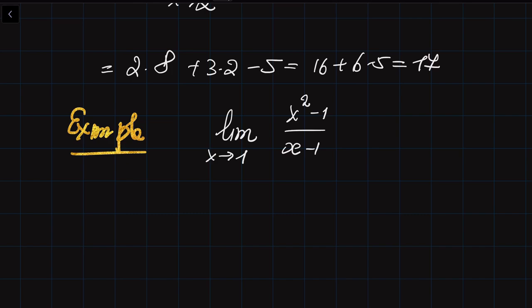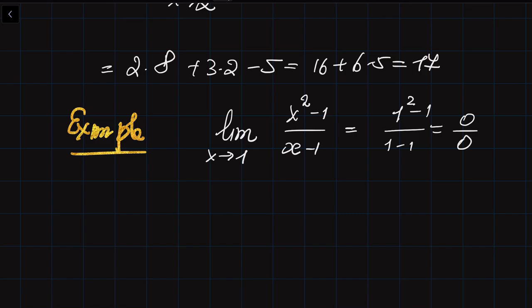The problem with direct substitution is that if you directly substitute, it is going to be equal to (1² − 1)/(1 − 1), which leads you to 0 over 0, which is not defined.